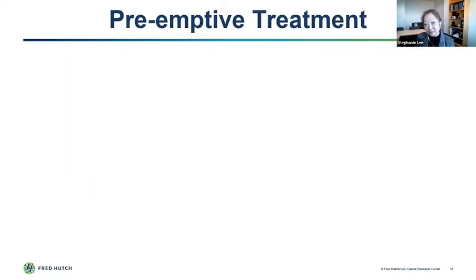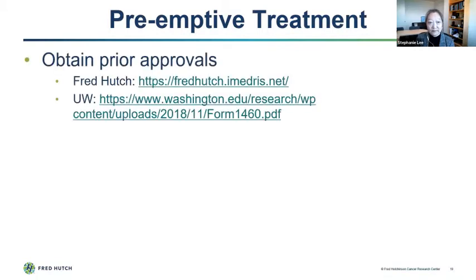So if we all have conflicts, then what is the preemptive treatment for a conflict? Well, the first thing is to obtain prior approval. I've just put up here the ways to do that at Fred Hutch and the University of Washington. And if you're at Children's, I'm sure there's a mechanism there too. And interestingly, if you're at Fred Hutch and also have an appointment at UW, you have to do them both. They're not the same process.